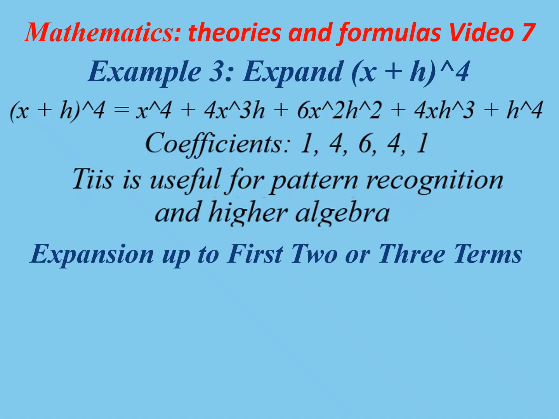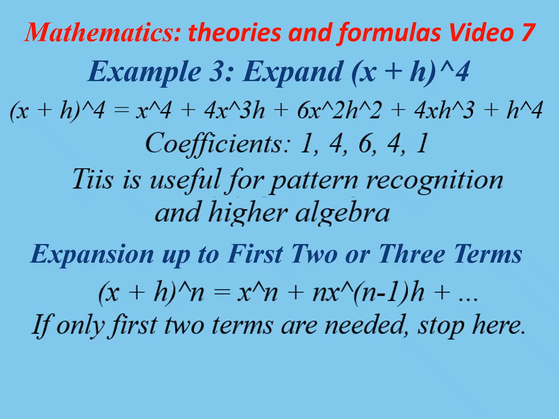The expansion up to the first 2 or 3 terms is shown here because when we go for binomial expansions, all the values of n are not possible to show in one sheet. So we take 2 or 3 basic terms from the beginning of the expansion. So x plus h to the power n, the two terms are x to the power n plus n x to the power n minus 1 h, and so on.